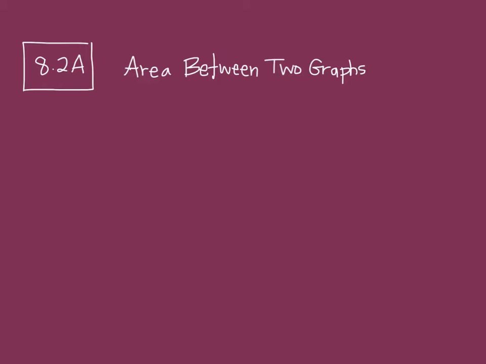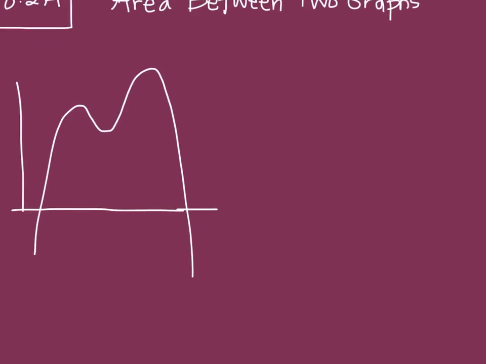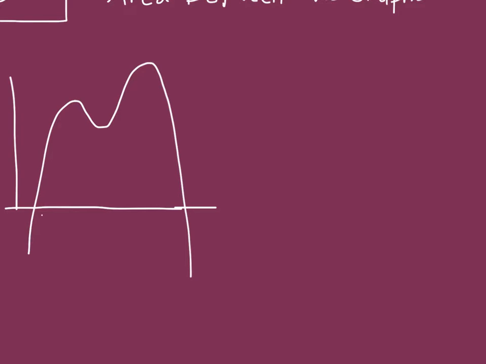So we have learned that an integral gives us the visual of an area between the function and the x-axis. For example, let's say we have an f of x function that looks like this, and that f of x function intersects the x-axis at point A and point B.